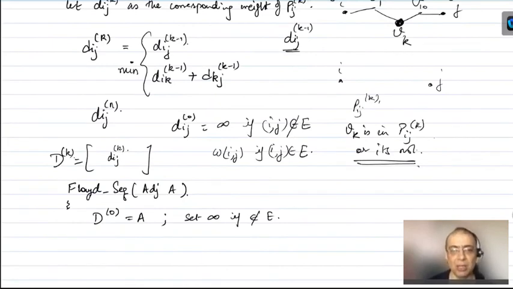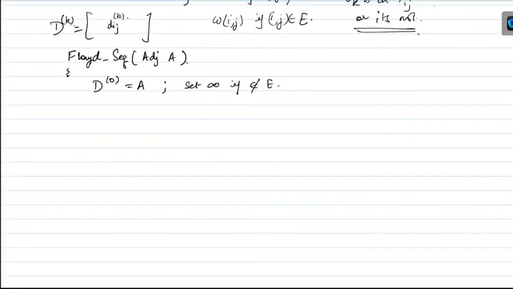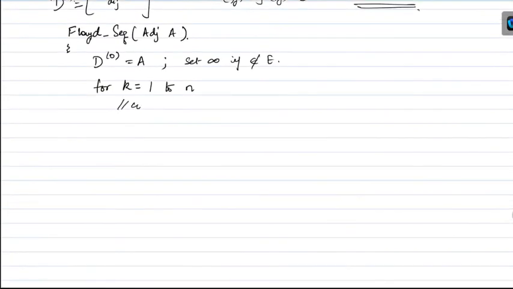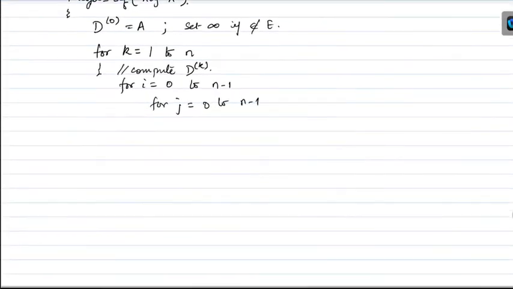dij^k is computed from entries coming from dij^(k-1), right? So D^k will be computed from D^(k-1). So I'll run this loop for k equal to 1 to n, and I'm going to compute D^k in this loop. In one iteration, how do I do that? I have to look at every entry and update it. For i equal to 0 to n minus 1, for j equal to 0 to n minus 1, I'm going to update dij^k.